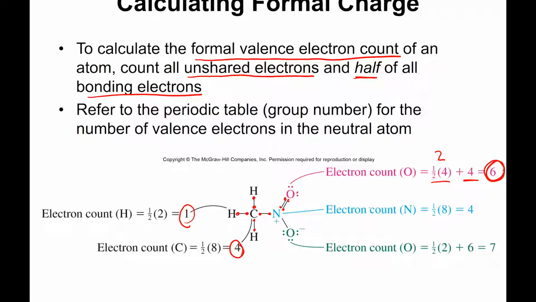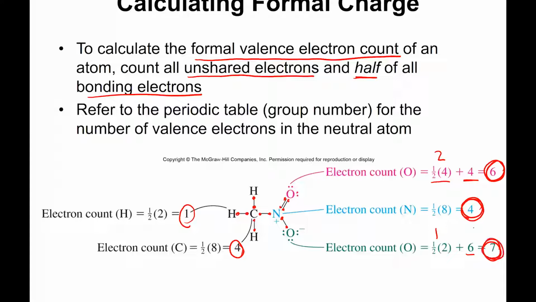For nitrogen, this nitrogen here does not have anything that is unshared, but it has a lot of shared electrons. 1, 2, 3, 4, 5, 6, 7, 8 shared electrons. Cut in half is 4. That's its number. And then for oxygen, oxygen here has 1, 2, 3, 4, 5, 6 electrons that are non-bonding, and it has 2 that are part of a bond. When we cut that in half, that equals 1. So 6 plus 1, 7 here.